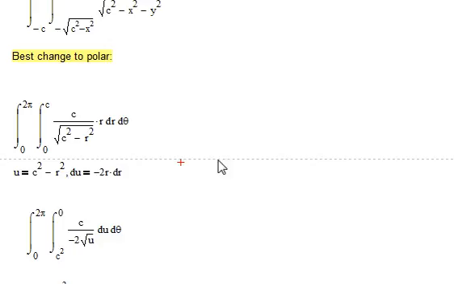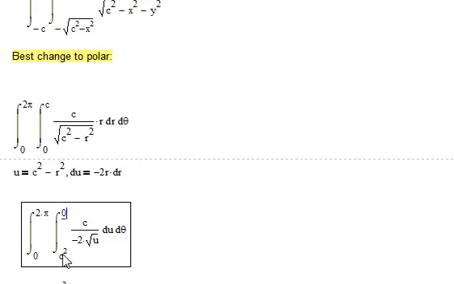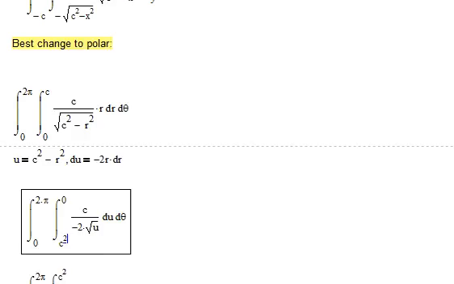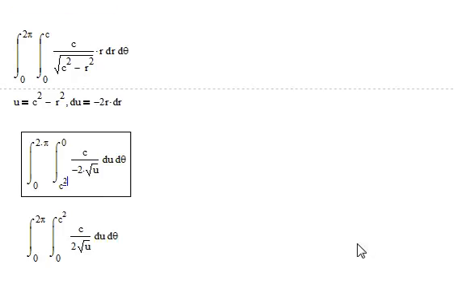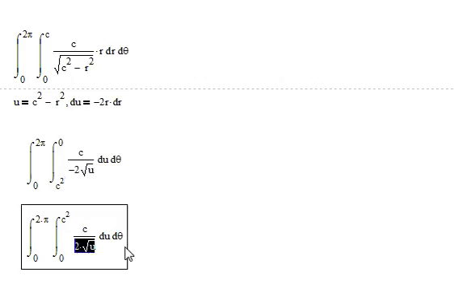And the other thing is, since this is negative 2r dr, we'll have a negative 2 in the denominator with the c over the square root of u. Now, call it u to the negative 1/2 if you'd like. But I can factor out this negative and switch these two limits of integration around. And I get something that looks a little nicer. C over 2 square roots of u du d theta.